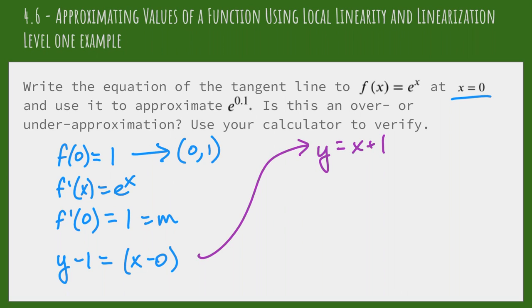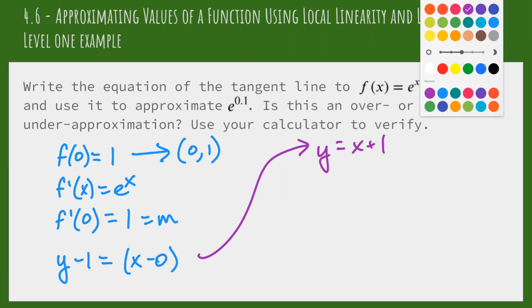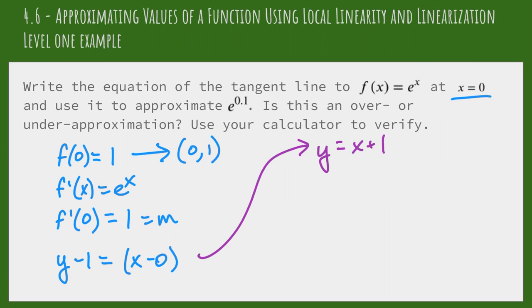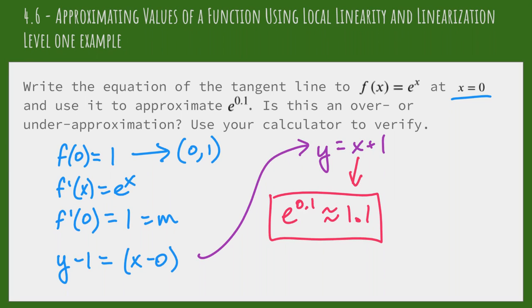So then to approximate e to the 0.1, we're going to plug 0.1 in here, and we get 0.1 plus 1 is 1.1. This I don't actually have to write, so I'm plugging it into this expression here. So I'm going to write e to the 0.1 is approximately equal to 1.1. So that's our answer. Again, we got that by plugging 0.1 in for x there.